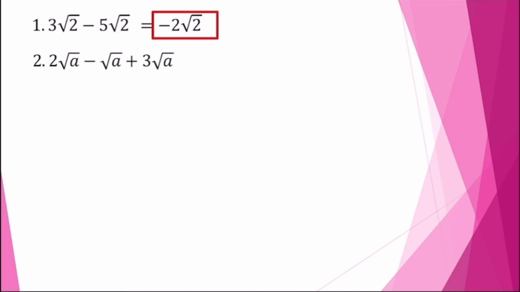What will be the answer? If you encounter square root of a and there is no numerical beside the radical, the numerical is 1. Now, let's proceed to the operation. 2 minus 1 is 1, plus 3 is 4. We just focus on the numerical term. So we will have 4 and square root of a. The answer for number 2 is 4 and square root of a.